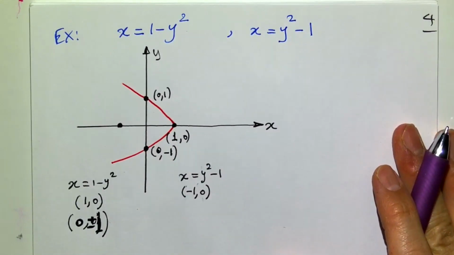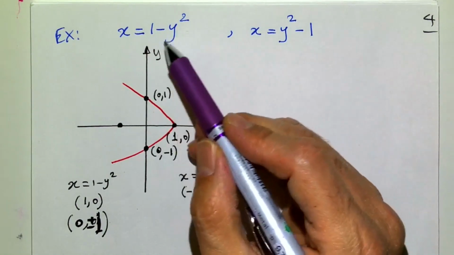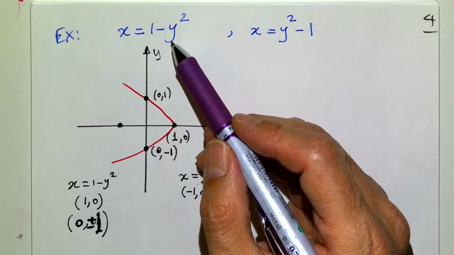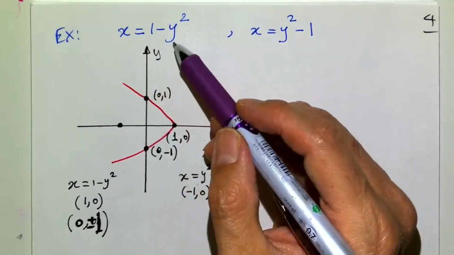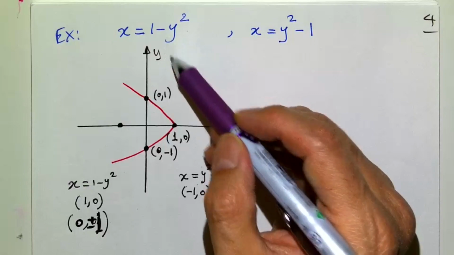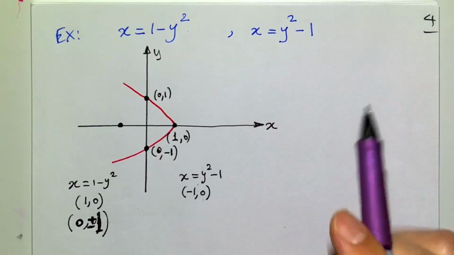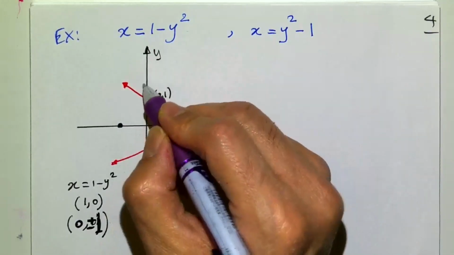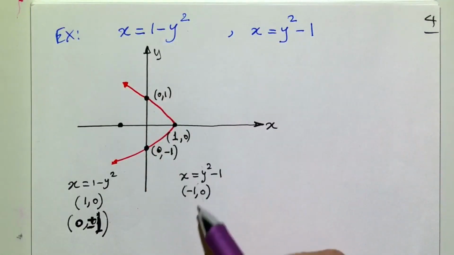I'm sure my drawing is not as good as what a computer could do, but you're welcome to use your calculator or computer, Desmos.com. For those of you who have not visited that website, it helps you graph these types of functions and does a pretty good job. For the other one, let me label that: this would be x equals 1 minus y squared.